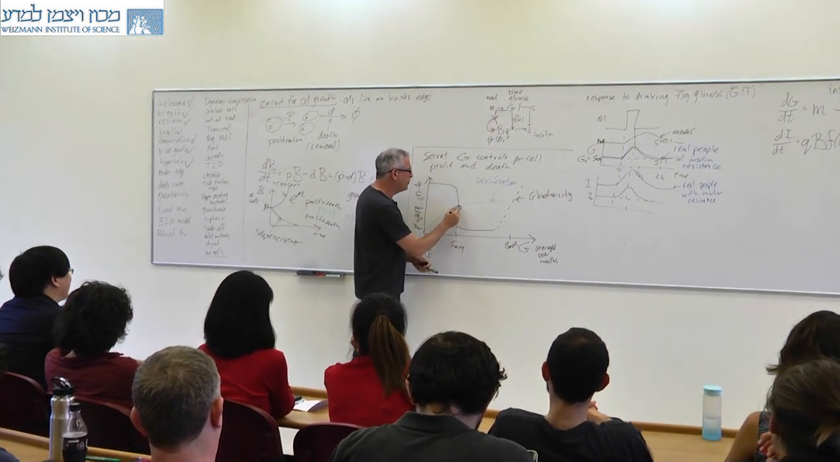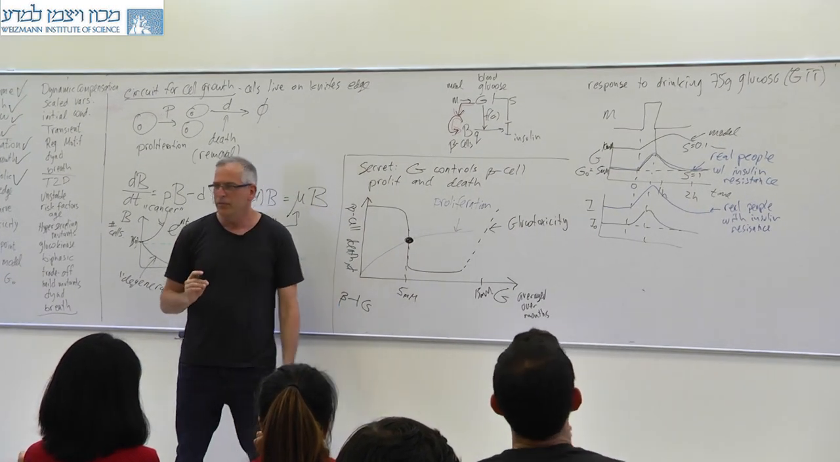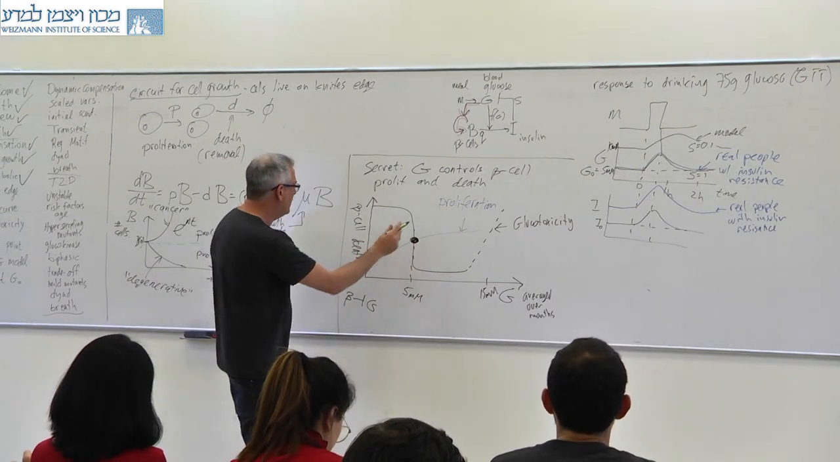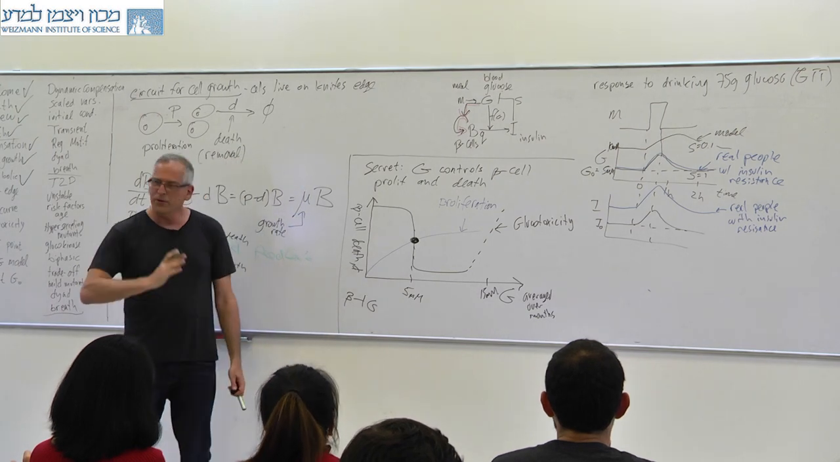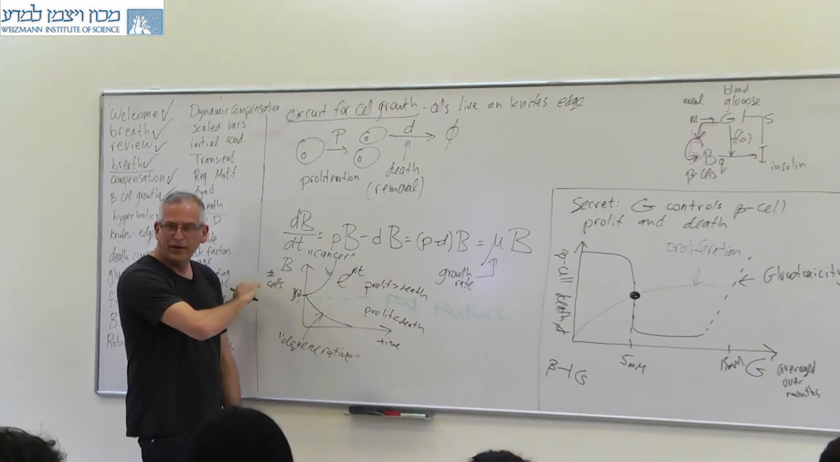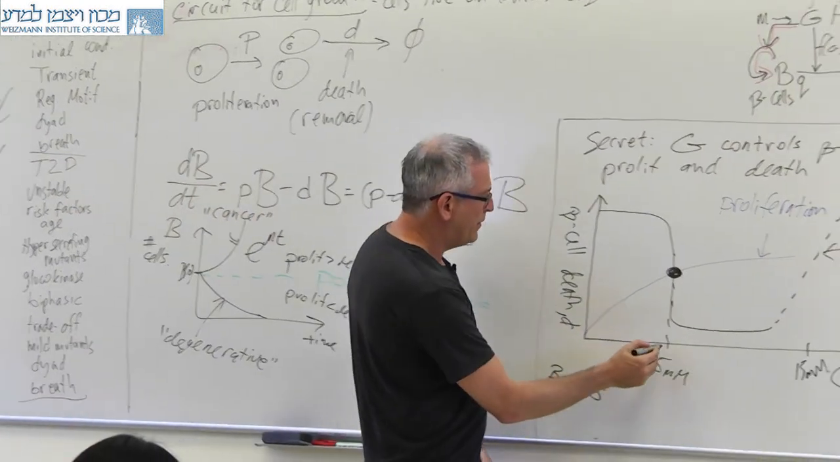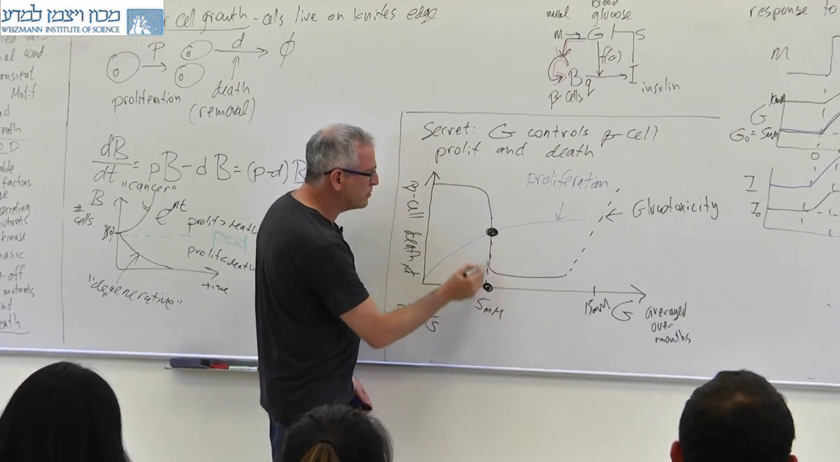So the important thing to watch is this crossing point. This crossing point is where proliferation equals death. If you're at that point, you're in this magical point here: proliferation equals death, and you can keep the same number of cells. Right? So I'm going to draw this. This is a magic glucose concentration.